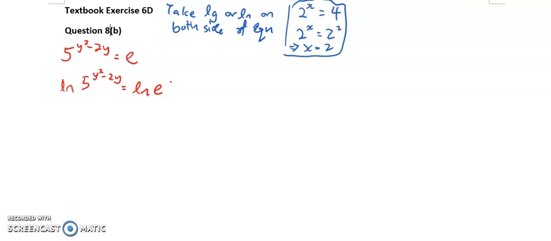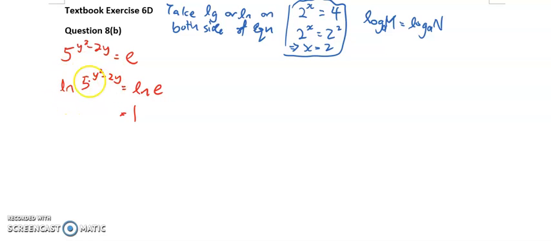equals ln e. By taking log on both sides, the equation will still be equivalent, because if you recall the law of logarithm, log m will always equal log n, provided both logs are of the same base. So by doing this, they are still equal, and then we can go ahead and solve it. Log base e of e will give us 1.